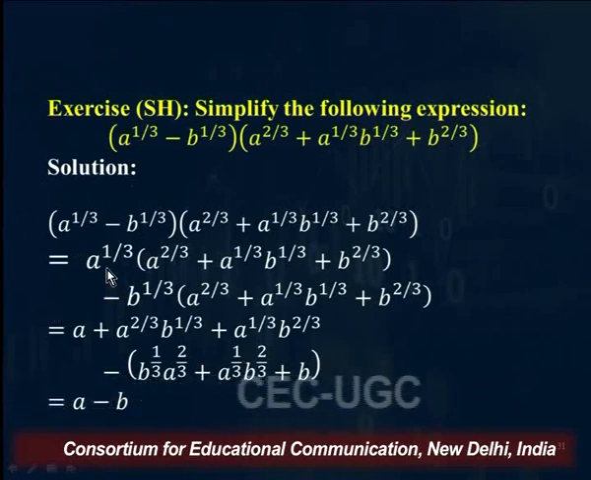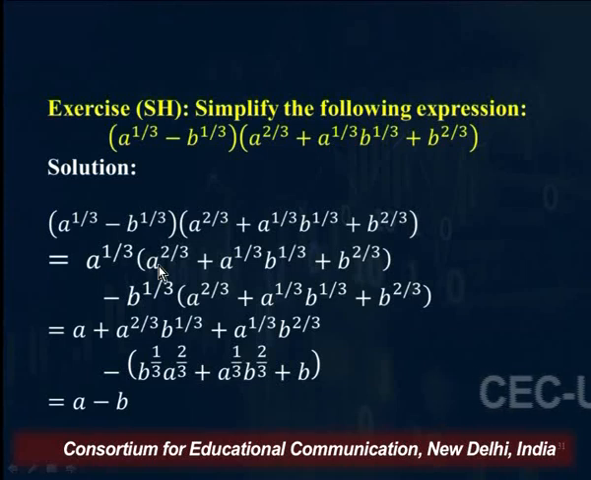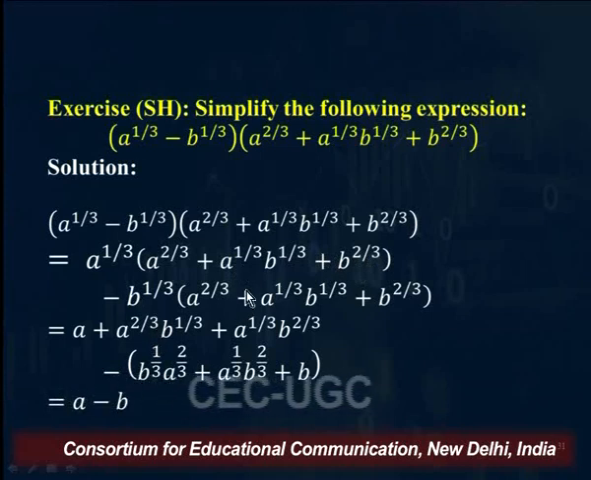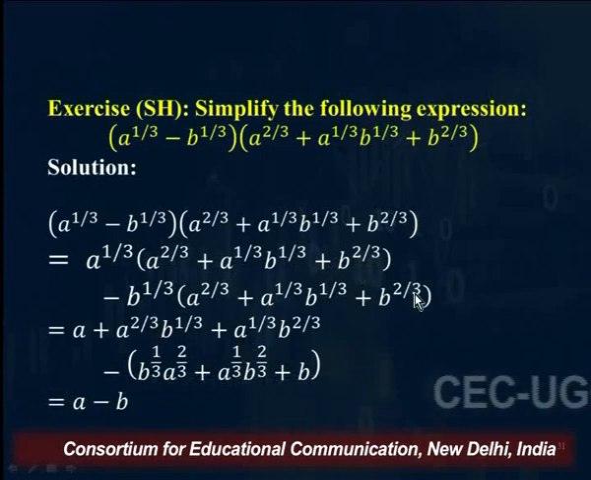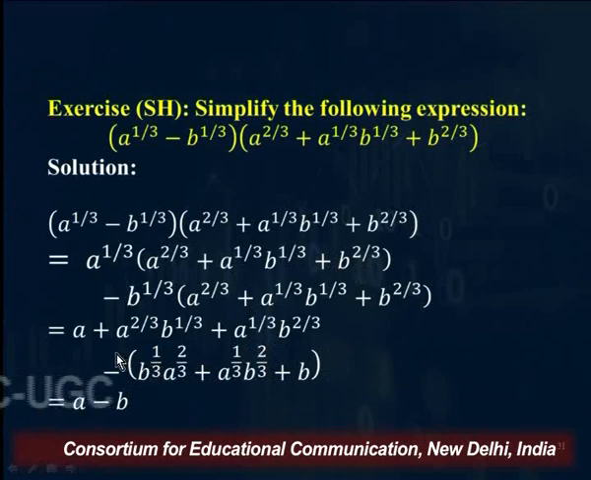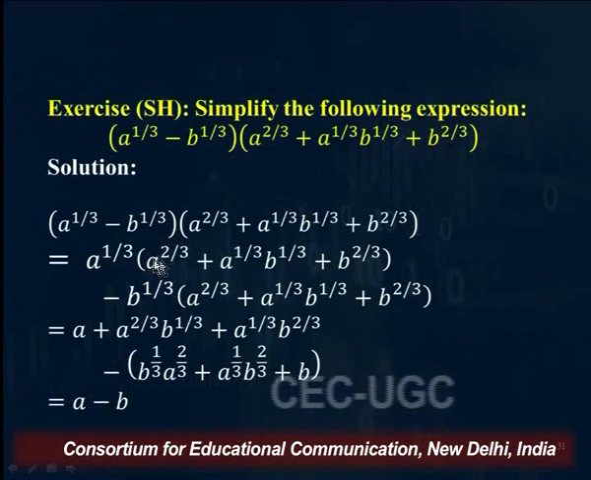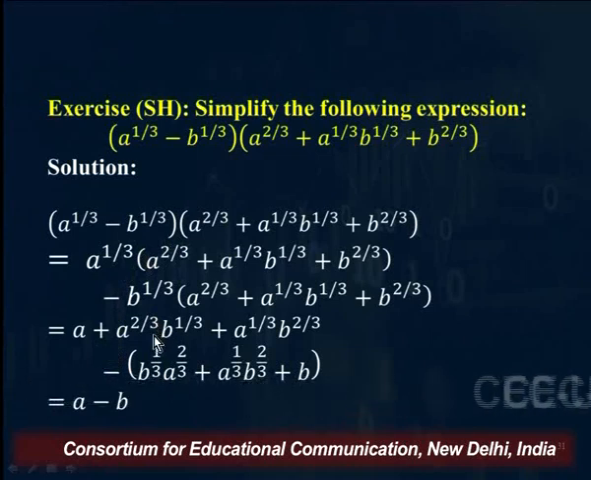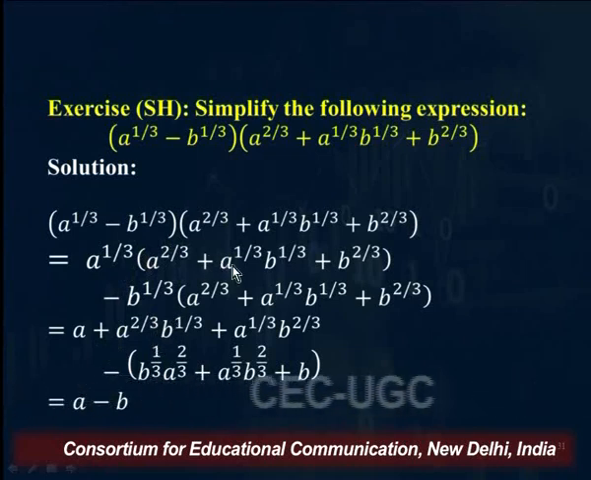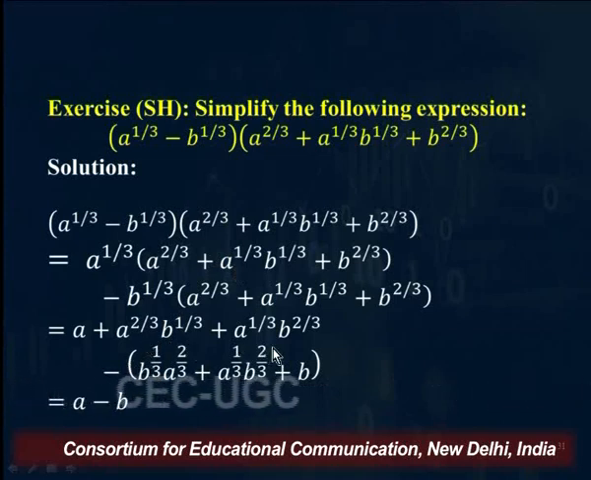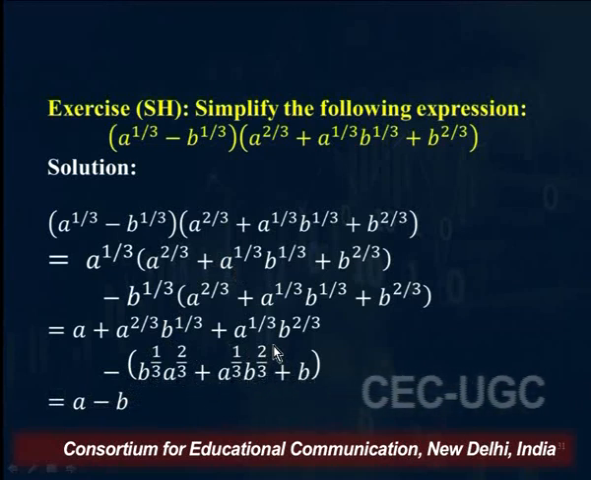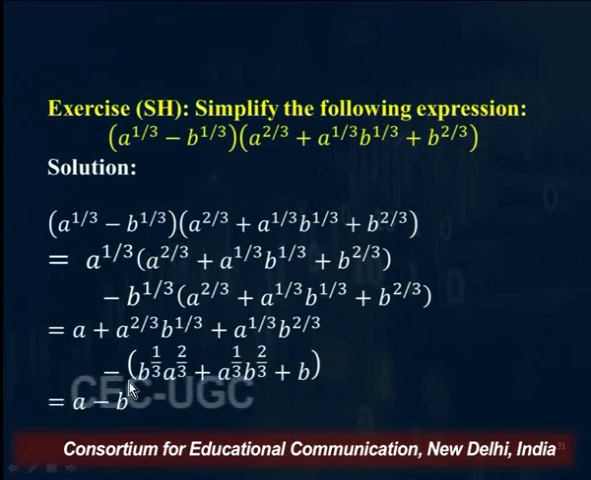So we take a to the 1/3, multiply that with a to the 2/3 plus a to the 1/3, whatever you have in brackets, minus b to the 1/3 times the entire second expression that you have in brackets. And now just start opening up the brackets. So a to the 1/3 times a to the power 2/3 is nothing but a, because you simply add up the exponents. Then a to the 1/3 times a to the 1/3 times b to the 1/3 is a to the 2/3 times b to the 1/3, plus the third term will become a to the 1/3 times b to the 2/3.